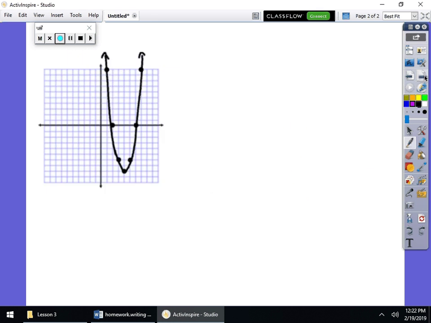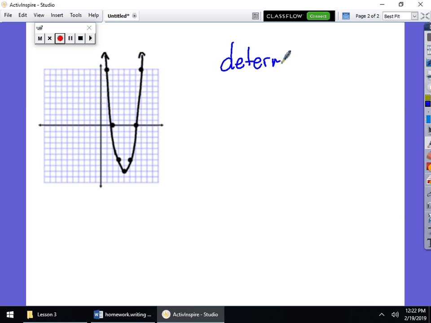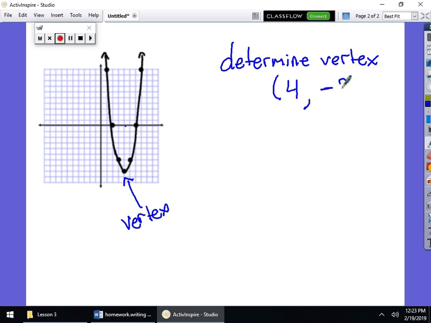So we're going to do the same steps here. When we have a graph, the first thing we want to do is determine the vertex. That's our starting point, and we notice that the vertex is this point right here where the graph changes. It's going down, stops, and now it's going back up. So that's our vertex. We count 1, 2, 3, 4, and 1, 2, 3, 4, 5, 6, 7, 8. So it's 4, comma, -8. So now we have our vertex.